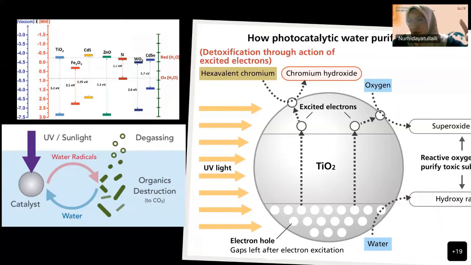Then after the absorption, the photon of light will be introduced on the surface of the semiconductor. Here, the electron from the valence band of the semiconductor will get excited and jump to the conduction band, leaving a hole. This electron and hole pair will be responsible for the oxidation and reduction of the water pollutants. And this process is considered environmentally friendly if the reaction is carried out under solar radiation.